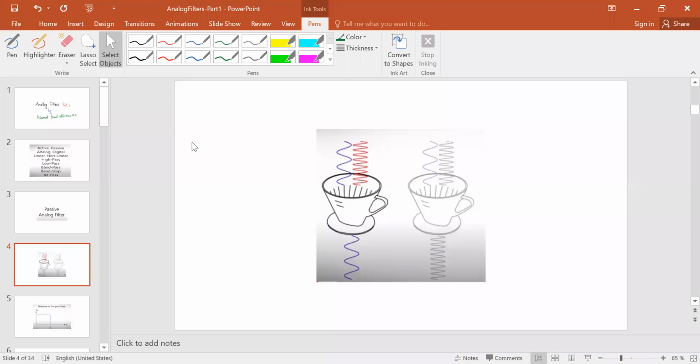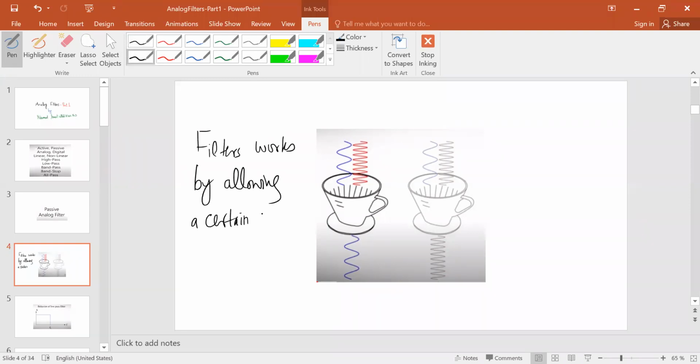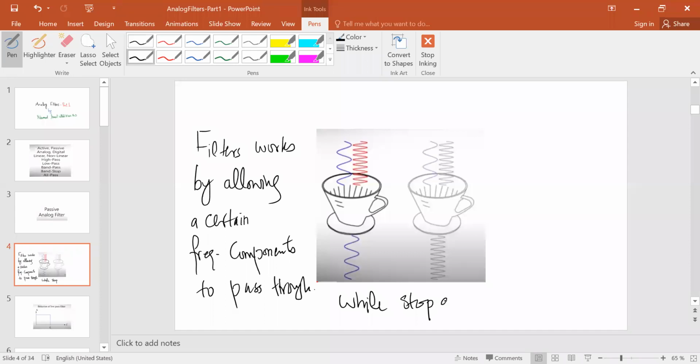So I can say filters work by allowing certain frequency components to pass through while stopping other frequency components.